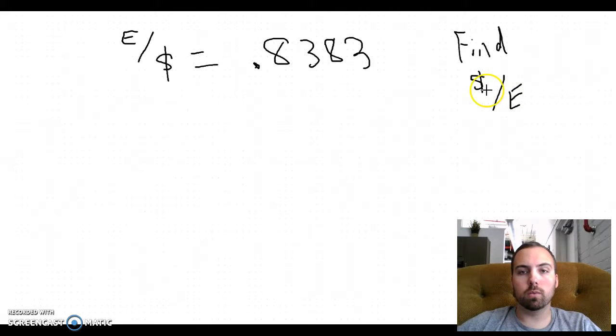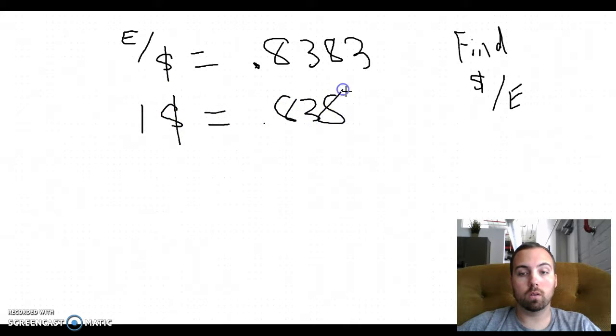euro per dollar. And whenever you're reading this, the denominator is what goes first. Essentially, we're trying to find the dollar per euro, so in this case, we're trying to find the euro per dollar. When we get this, it's actually a pretty easy formula. So what this equals is $1 equals 0.83 euro. So what we do is simple division.